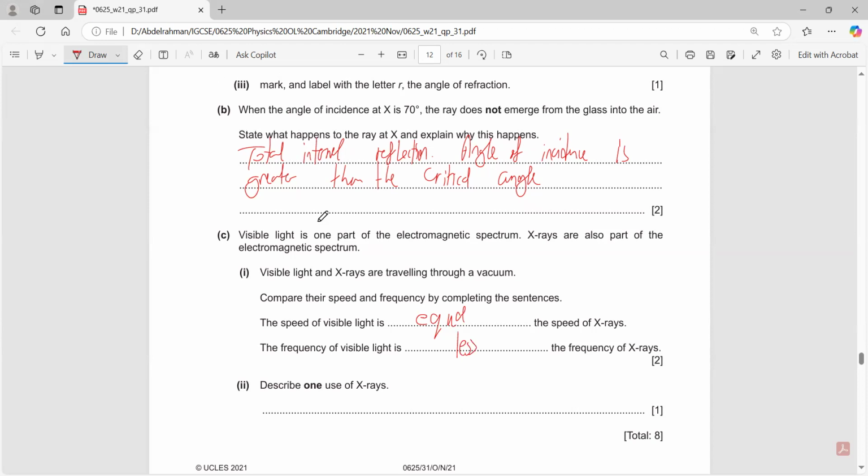Describe one use of X-rays. One use of X-rays is scanning for broken bones.